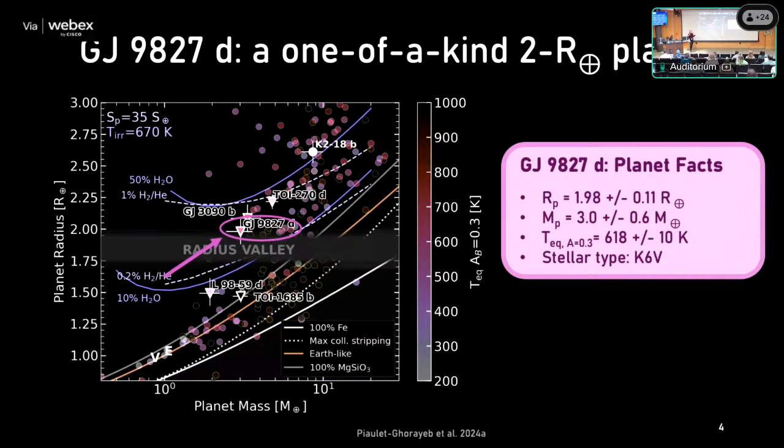So all of this as a motivation to talk again about one of my favorite sub-Neptunes, GJ9827D. So it is a 2 Earth radius sub-Neptune. It's the smallest one that we have measurements of atmospheric composition for. And what's really interesting is it's really on the cusp of the radius valley. So if it had a hydrogen-rich composition, you should expect to see a lot of atmospheric escape.